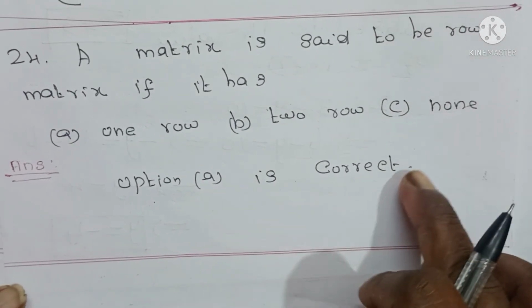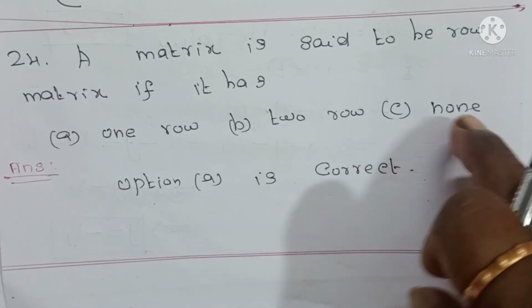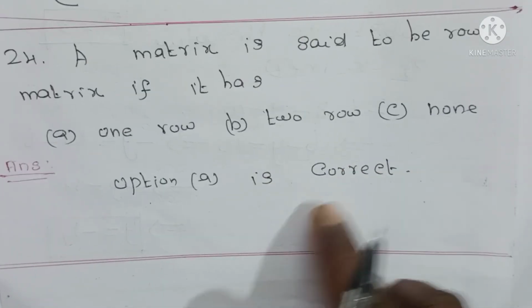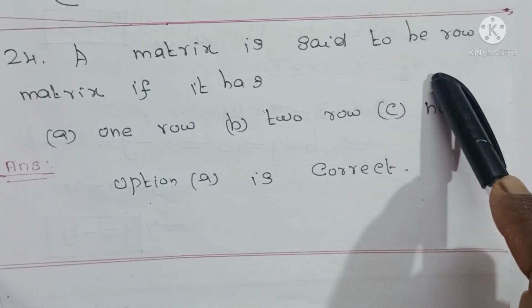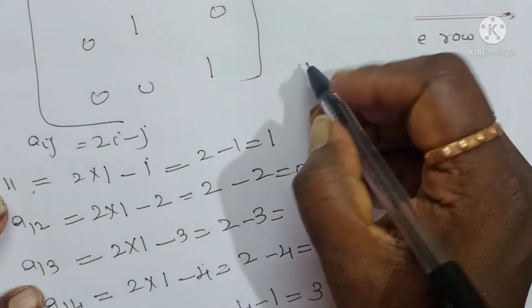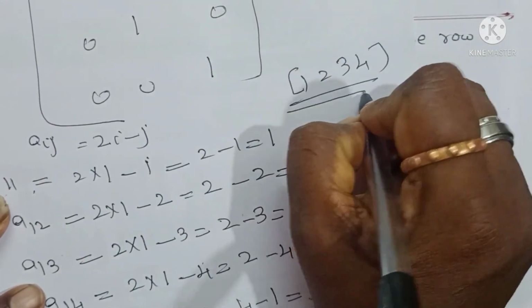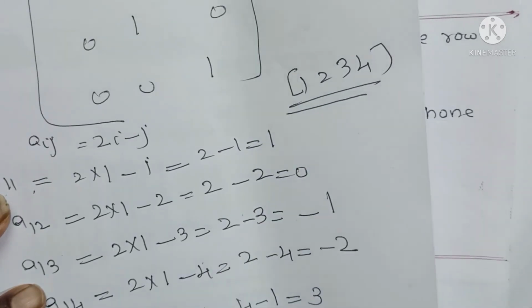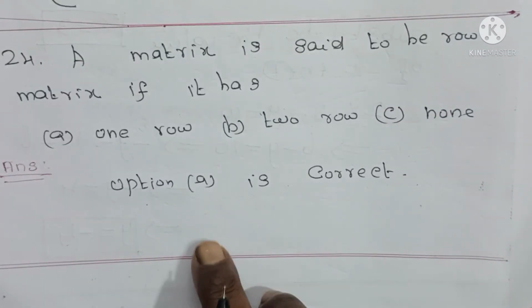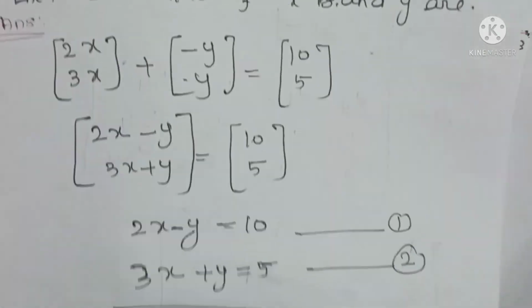A matrix is said to be a row matrix if it has 1 row, 2 rows, or none. Option A is correct. This is the definition of a row matrix. Row matrix means it has only one row. Only one row means like this: 1, 2, 3, 4. This is the row matrix. So only one row means row matrix, so option A is correct. Next, move on to the 25th question.